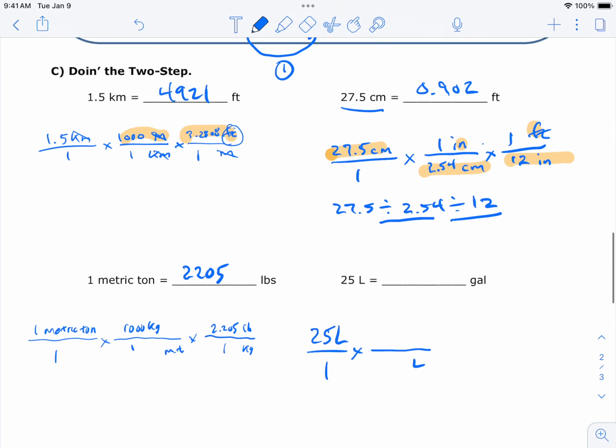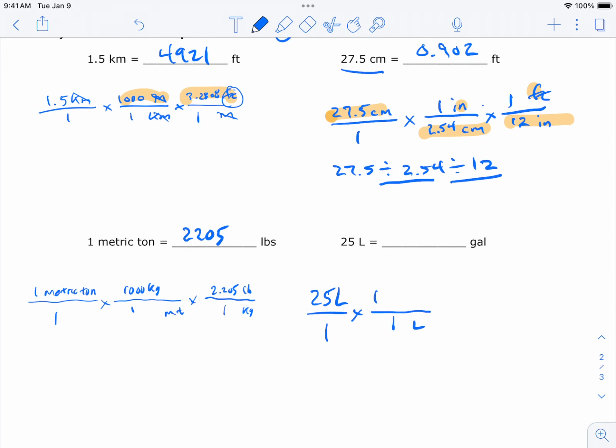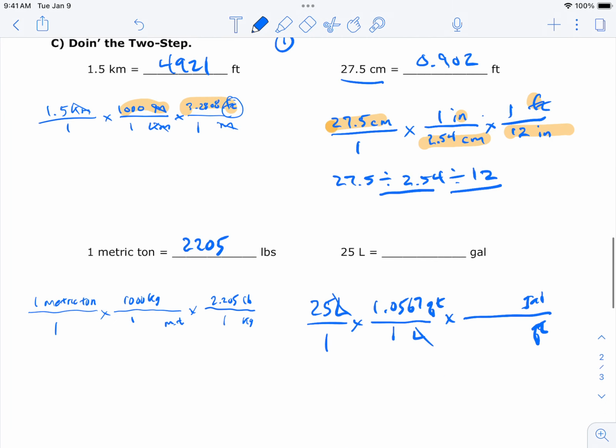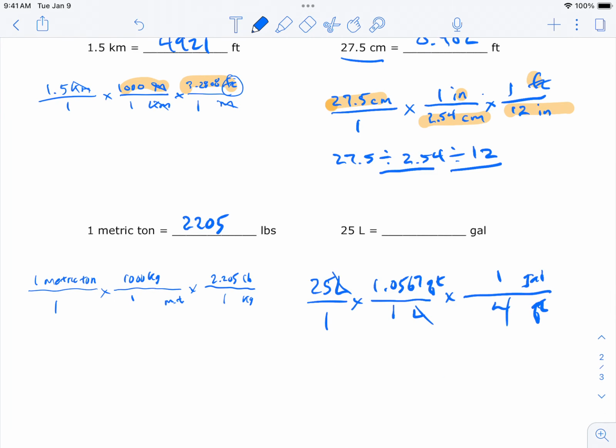1 liter is 1.0567 quarts. Now I got liters canceled, I got quarts. Now I want to cancel quarts and get gallons, and that's when I use this one over here. It says 1 gallon is 4 quarts.